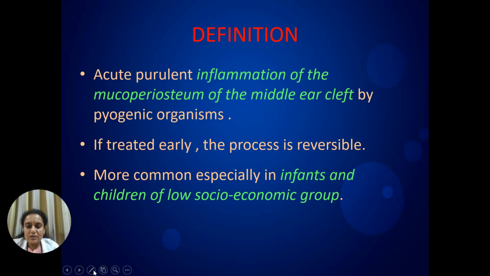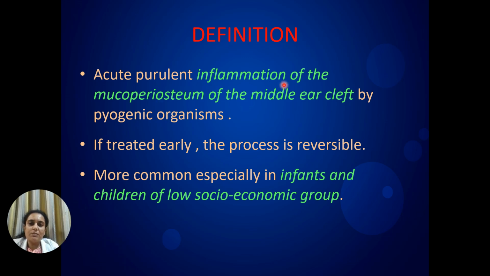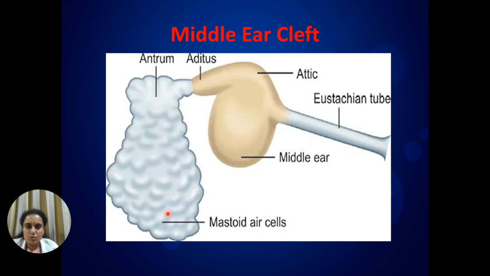So, coming to the definition of ASOM, it is defined as the acute purulent inflammation of the mucoperiosteum of the middle ear cleft by pyogenic organisms. So, it is acute, that is, duration is less than 3 weeks, purulent inflammation of the mucoperiosteum of the middle ear cleft by the pyogenic organisms. If treated earlier, this disease is reversible. It is most commonly seen in infants and children of low socioeconomic group.